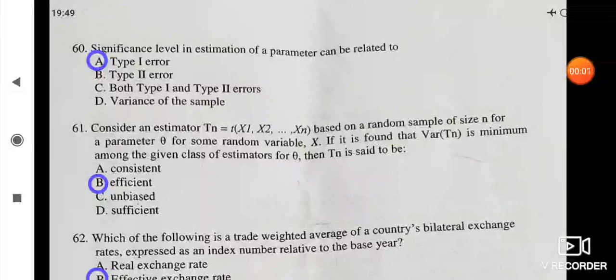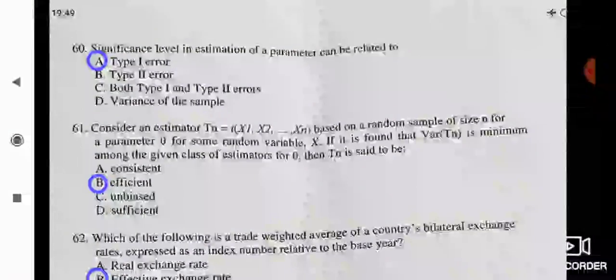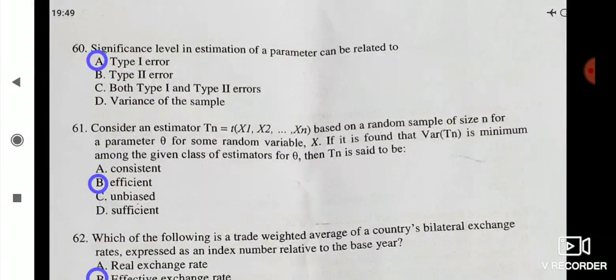हेलो फ्रेंड्स, आज इस वीडियो में हम हैदराबाद यूनिवर्सिटी एमए इकोनॉमिक्स 2019 एंट्रेंस क्वेश्चंस पेपर के बारे में डिस्कशन करेंगे। इससे पहले हम क्वेश्चन नंबर 59 तक सॉल्यूशन कर चुके थे, तो इस वीडियो में हम क्वेश्चन नंबर 60 से स्टार्ट करेंगे। सो हियर क्वेश्चन नंबर 60, significance level in estimation of a parameter can be related to.